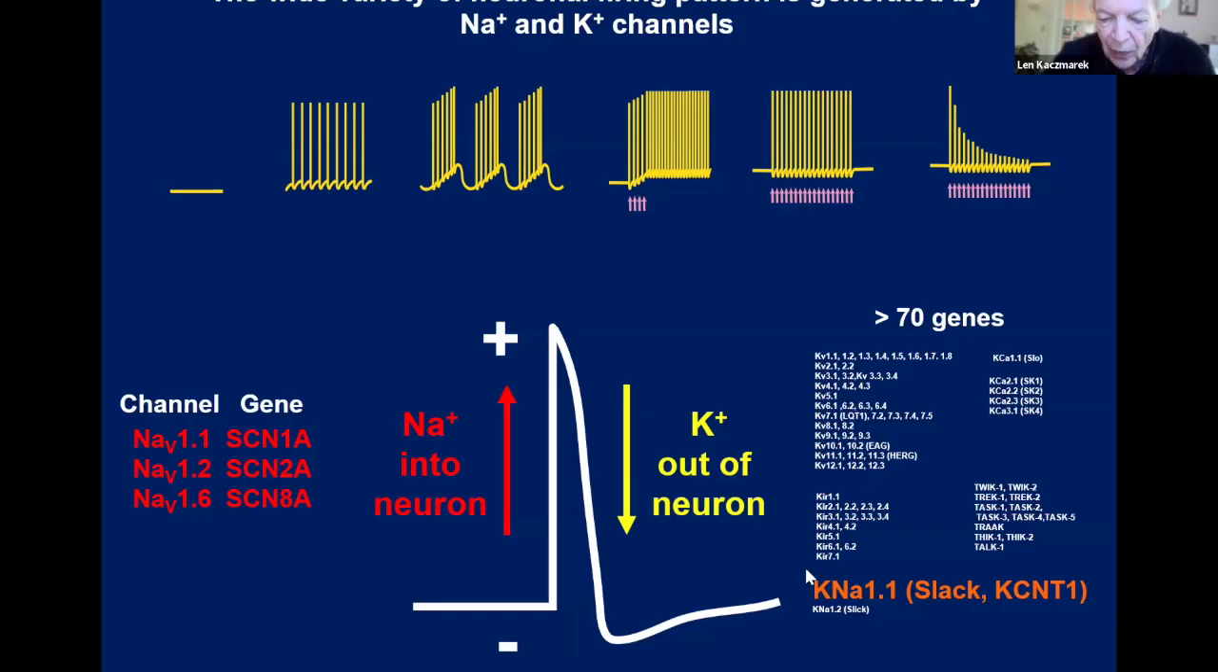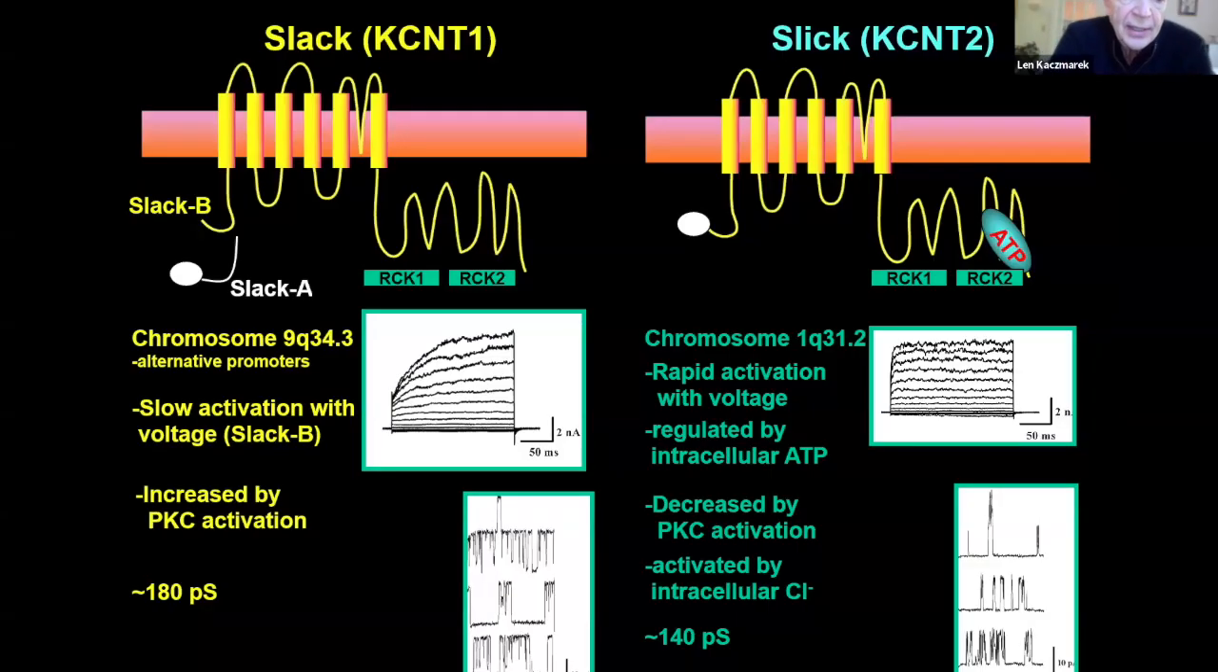So we're just going to focus on one of these, and that is SLACK, also known as KCNT1 and KNa1.1. There are 2 genes that are sensitive to intracellular sodium, and that's what makes these 2 genes a little bit different from nearly all of the others. The others sense voltage, they sense calcium, but these 2 sense the amount of sodium on the inside of the cell. And they're both very big proteins.